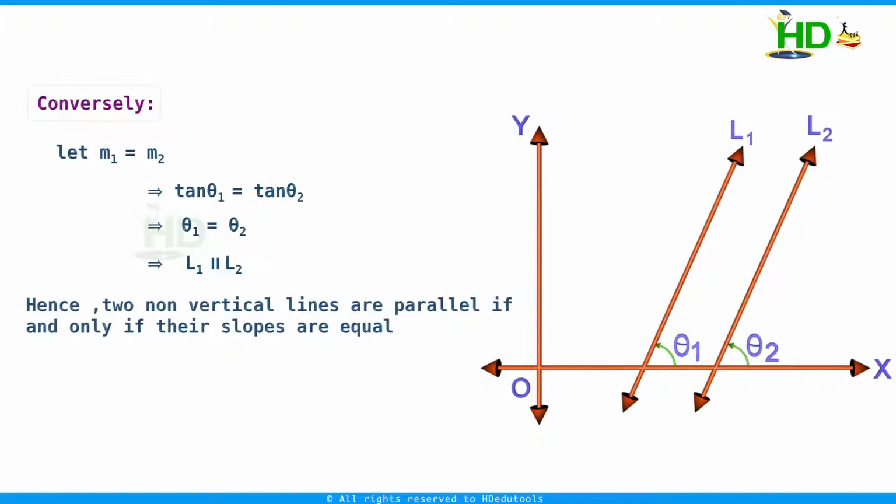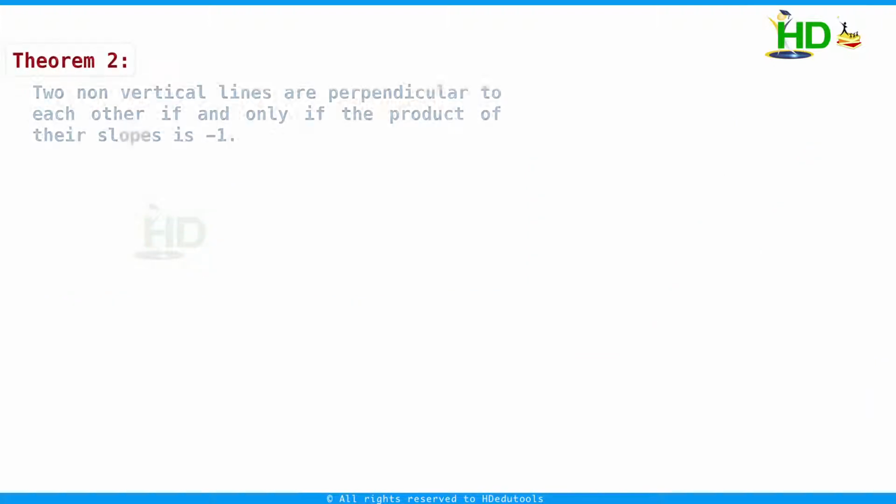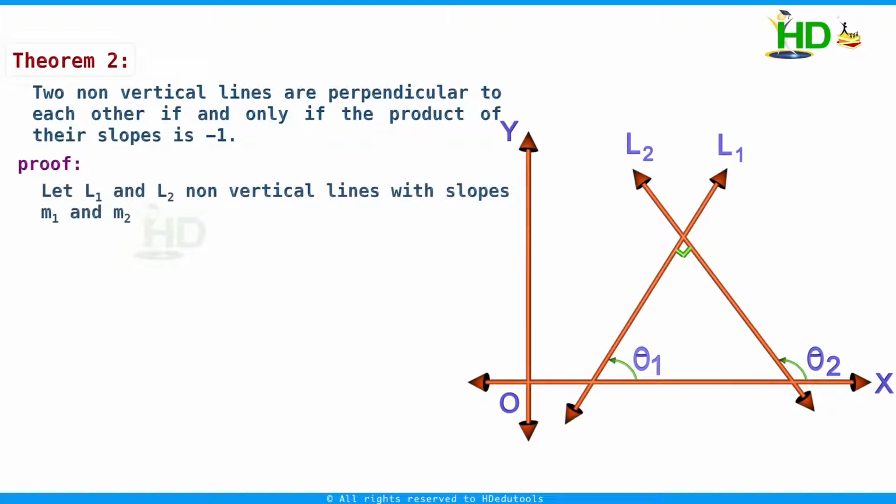If m1 equals m2, that is, the slopes are equal, the lines are parallel. We take another theorem: two non-vertical lines are perpendicular to each other if and only if the product of their slopes is -1. To prove this, consider two non-vertical lines with slopes m1 and m2 having inclinations theta 1 and theta 2 as seen in the figure.